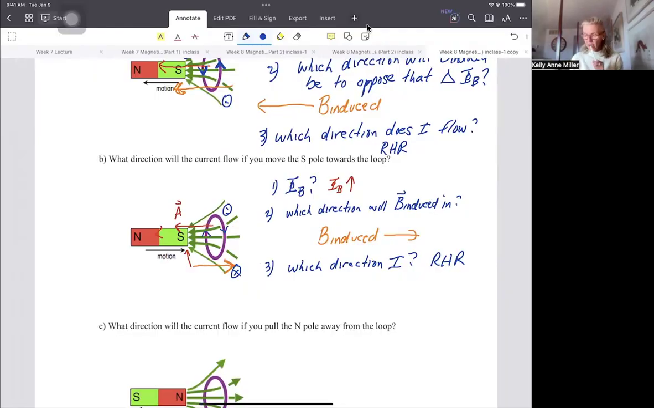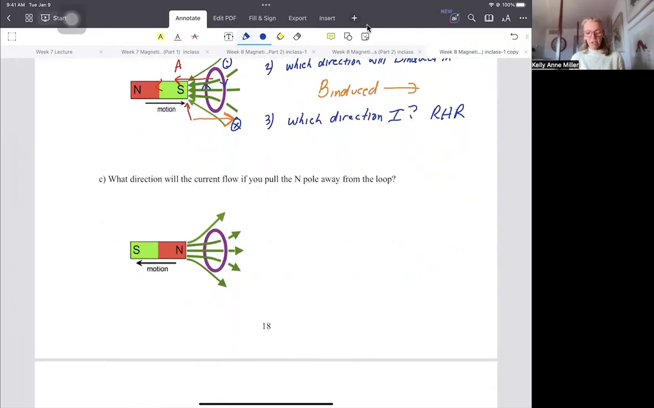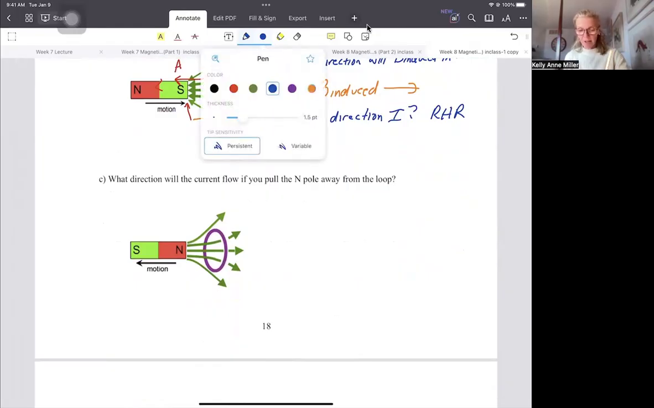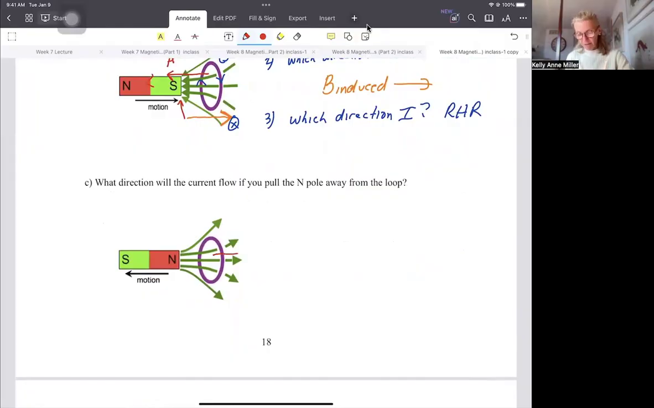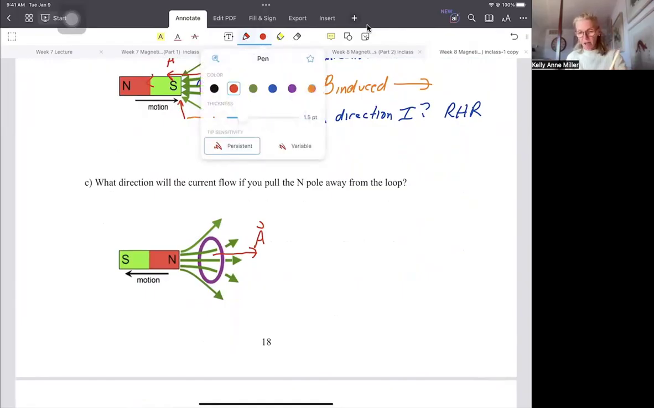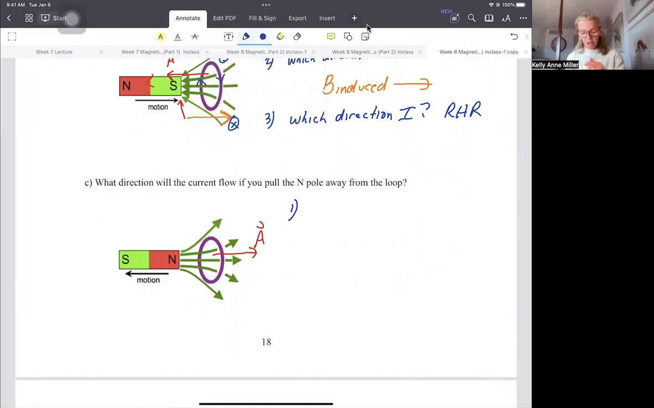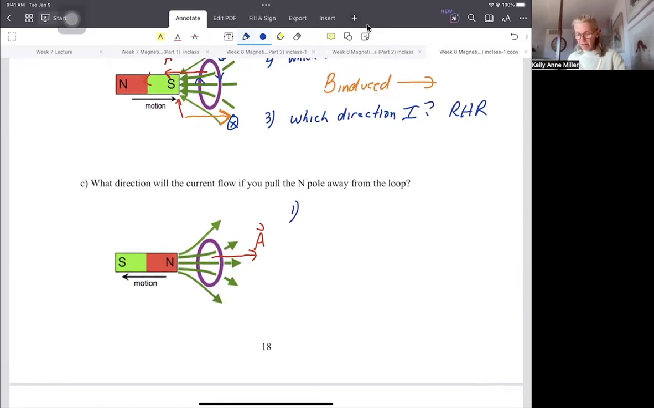Okay, last example. Which direction will the current flow if you pull the north pole away from the loop? Now it's all the same, right? Once you've done a few of these, it becomes pretty routine. So I put my area vector in the same direction as the B field, so I have a positive flux to start with. And then I'm pulling the magnet away from the loop. So what's happening to the flux? The flux is decreasing. Okay. So which direction is B induced?